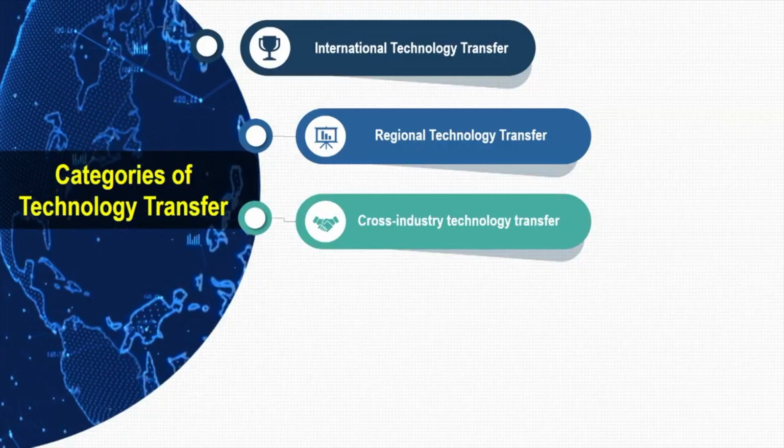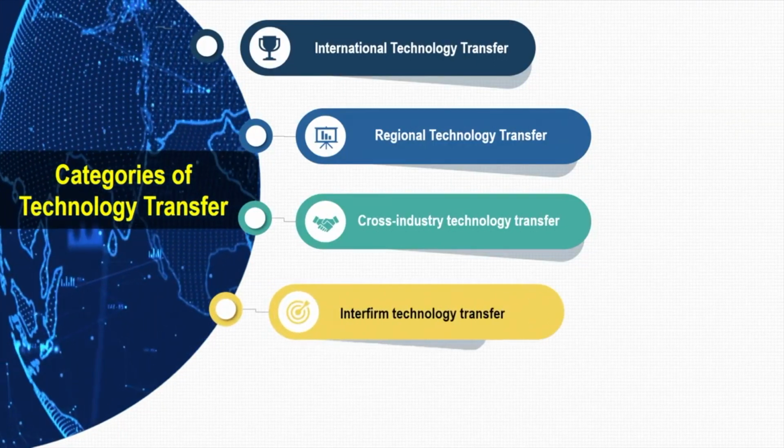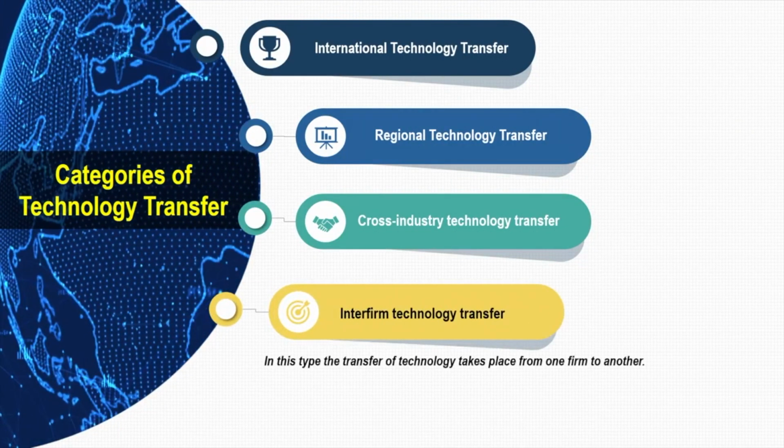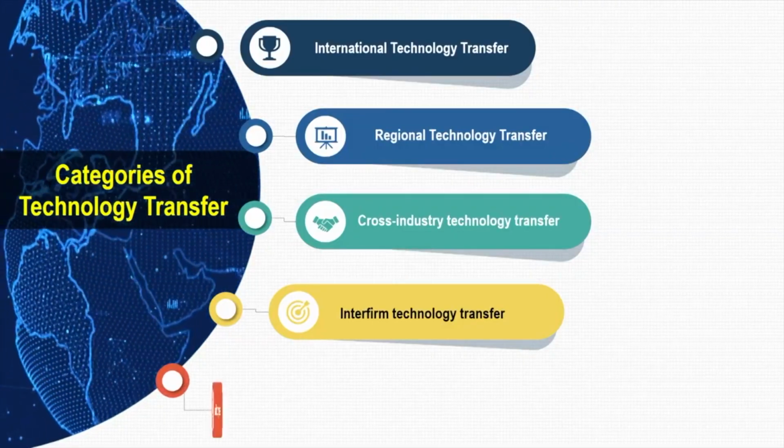Next one is inter-firm technology transfer. In this type of transfer of technology, the technology is transferred from one firm to another. For example, let us take a computer numerical control machine, which we call a CNC machine. When it is transferred from a cutting tool manufacturing unit to a goods manufacturing unit, then we call it an inter-firm technology transfer. Next one is intra-firm technology transfer.